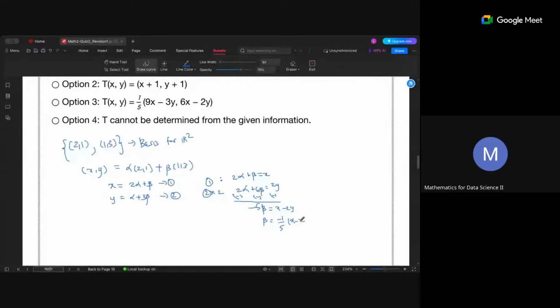Now can you find what your alpha is from this? Your alpha is y plus 3 by 5 times (x minus 2y). Is that correct? I have just substituted the beta value here. Okay, so what will you get? 3 by 5 x. Can you simplify quickly and tell me?